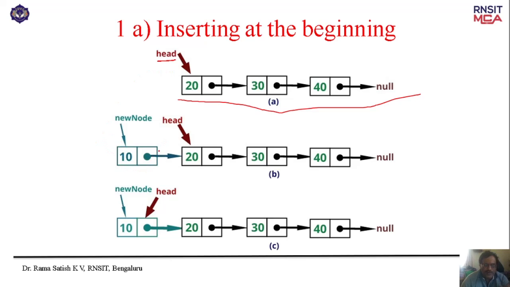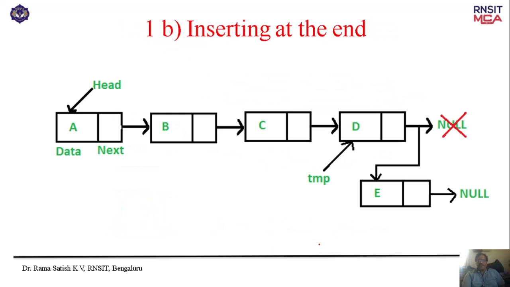So what you have to do is connect the new node to the head node, and then move the head to the new node. When the head is moved to the new node, the new node becomes the beginning of the list. From 10, 20, 30, 40, the new node 10 is inserted at the beginning. That is the thing you have to understand. Next, inserting at the end.